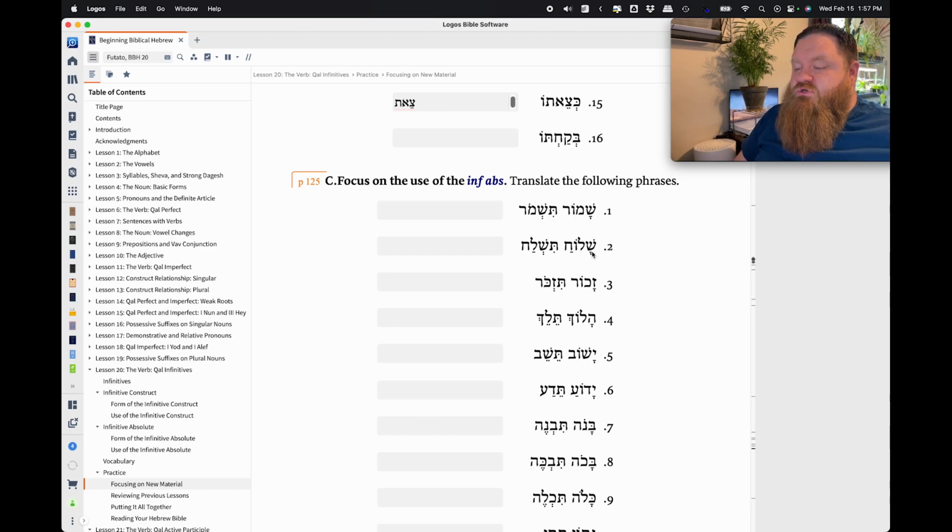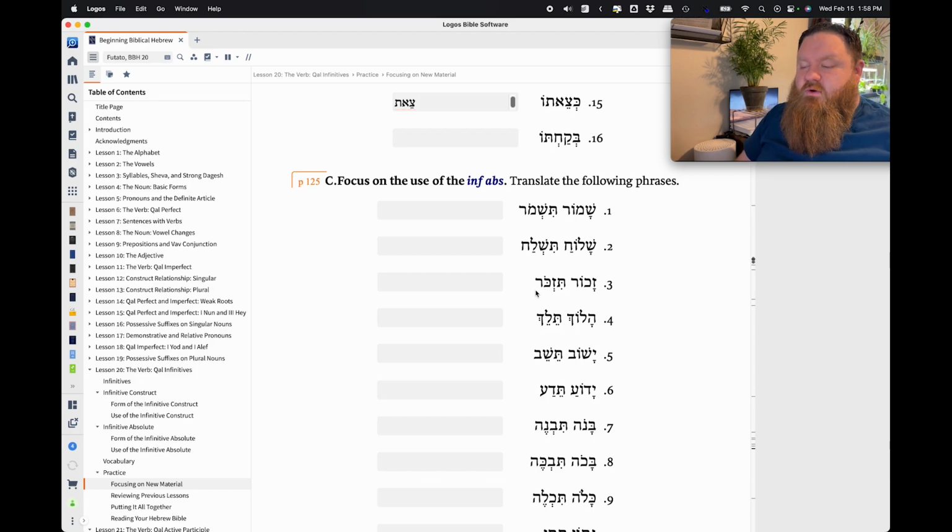Number 2, shaloch. This is from shalach. Shalach is he sent. Shaloch would emphasize tishlach. Tishlach here is either she will send or you, masculine singular, will send. So we would then get she will certainly send, or she will surely send, or you will surely send. You can see that basically what we're doing here is we're taking the actual verb and we're just adding surely or certainly before it because of the infinitive absolute.